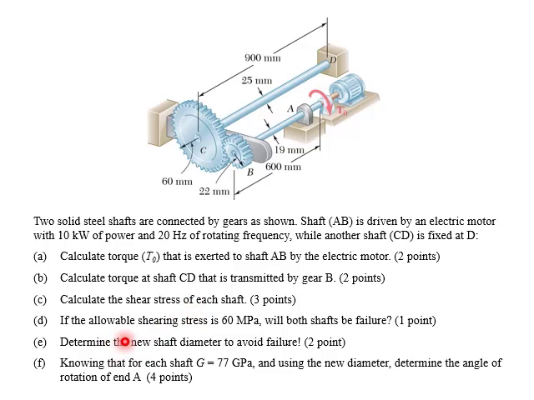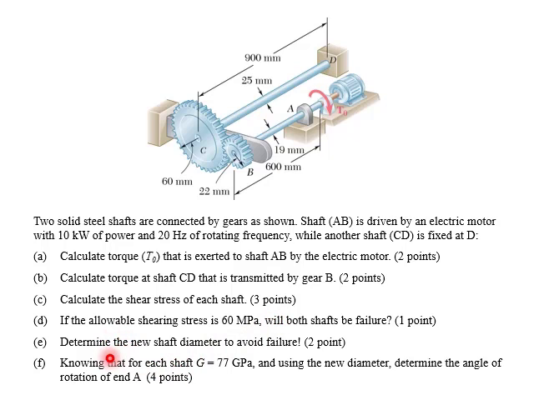Then go to D. D is asking if the allowable shearing stress is 60 megapascal, will both shafts be failure? So in this question, after calculating the shear stress value of each shaft at C, then you will need to compare it with 60 megapascal. If it is above 60 megapascal, the shaft means failure. If below 60 megapascal, the shaft means safe.